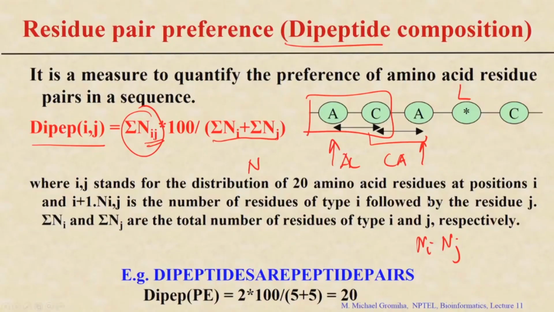This is the distribution of residues, right, at the positions i and i plus 1. Here Ni is the number of residues of type i and Nj is the number of residues of type j. For example, if you use this equation and I give a peptide, if you see the dipeptide preference for PE, how many times does PE occur here? 1, 2, that is it, 2 times. How many P's and how many E's? 1, 2, 3, 4, 5, 6, 7, 8, 9, 10, 5 P's and 5 E's, so the sum is equal to 10. So, you can get this value will be 20.